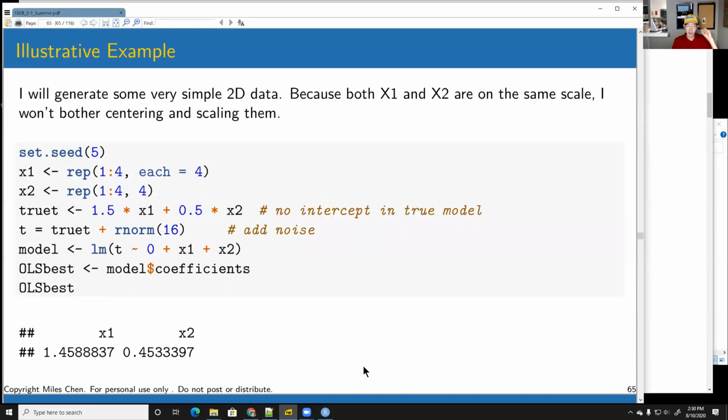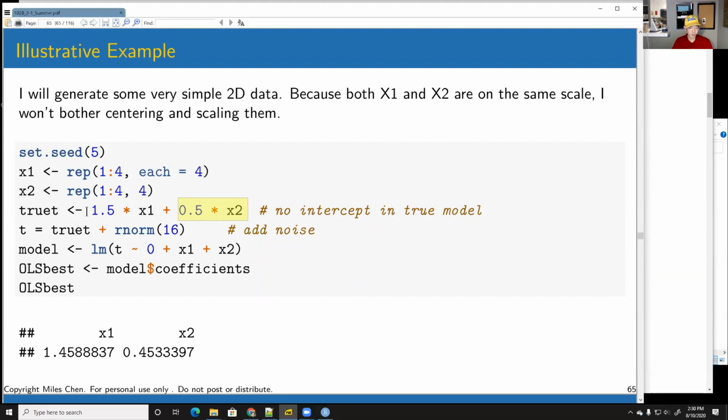All right, so here I'm going to try to illustrate this with some simple data in 2D. So we've got x1 and x2. They're on the same scale, so I won't bother centering and scaling them. They both go from 1 through 4 here. And the true target, the true output, is going to be 1.5x1 plus 0.5x2. There's no intercept in this thing.